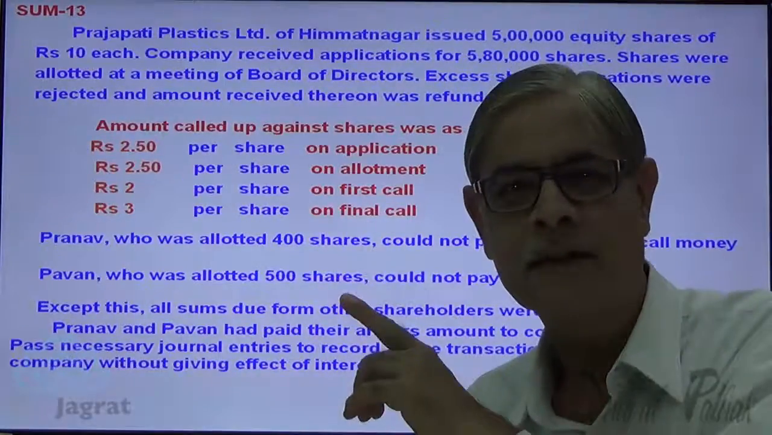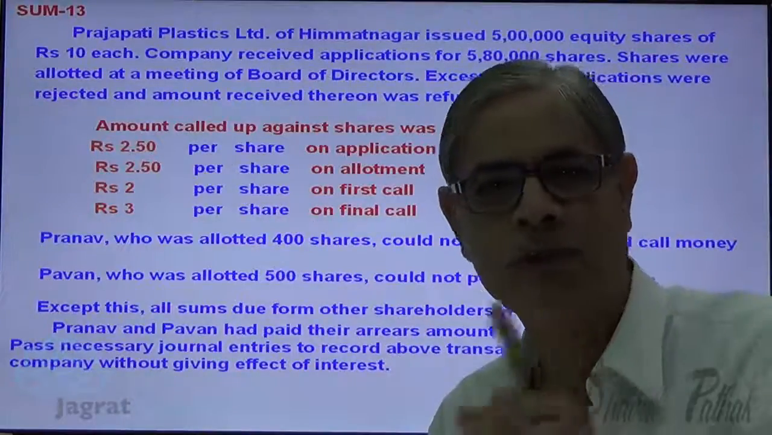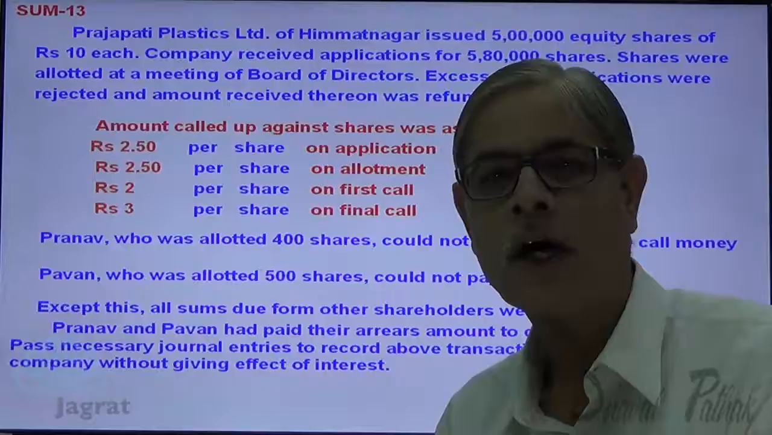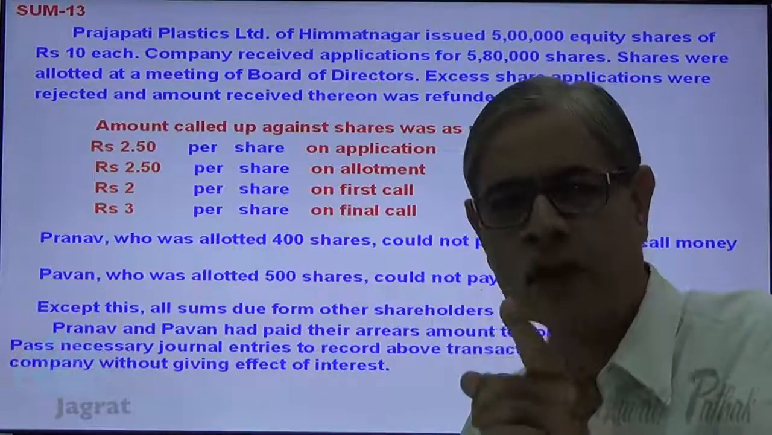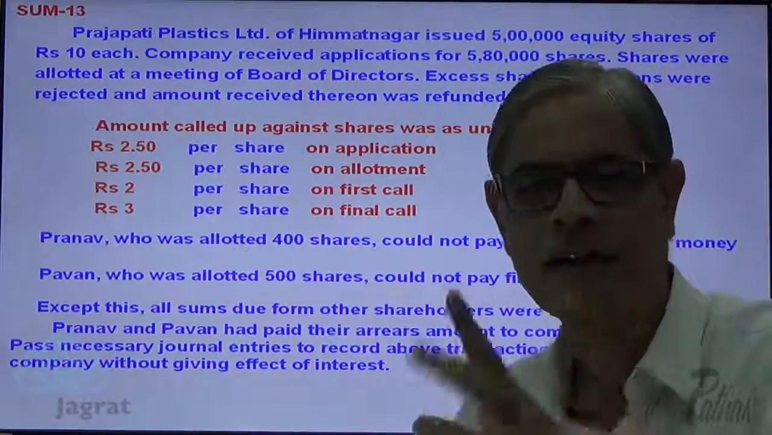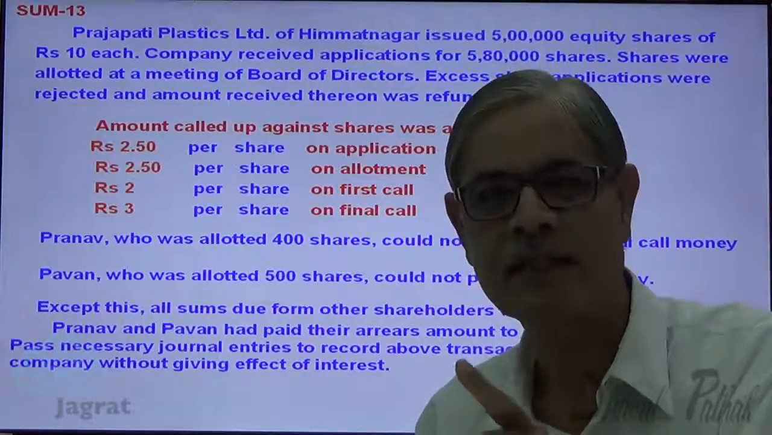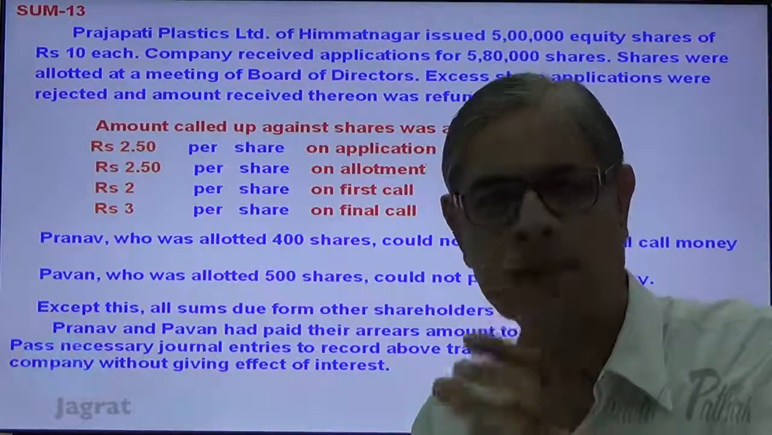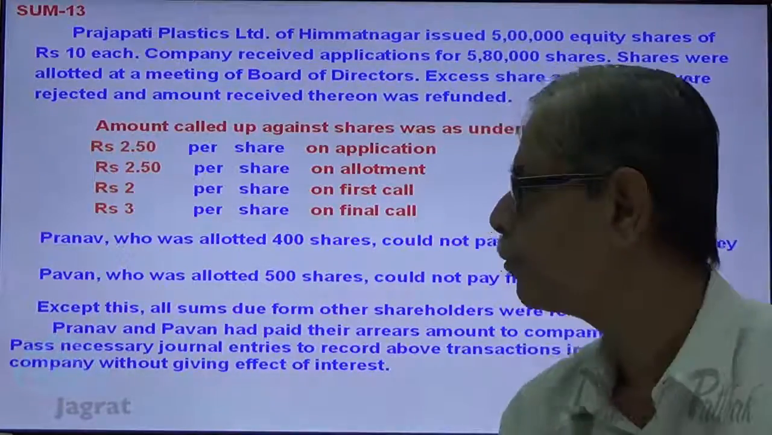Then you have to demand the first call at the rate of ₹2 per share on 5 lakh shares. On how many shares you have not received the first call? You have not received first call on 400 shares. So 400 into 2, 800 is the first call amount that has not been received. So amount received, whatever the amount due on first call is received, is less by 800 rupees.